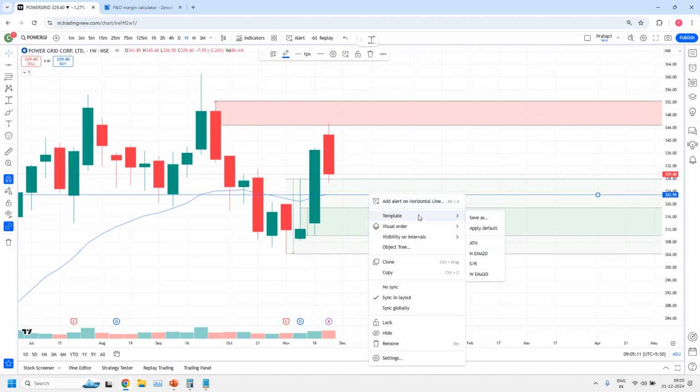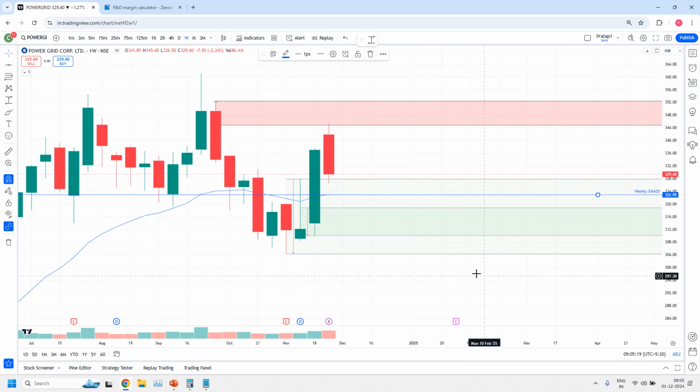Actually, I have a template. Weekly EMA 20. See, a text is formed, weekly EMA. Just for remembering, I added this template previously. Okay, this is the weekly EMA. Now you go to the daily. Now you can't see the weekly EMA, but you can see this blue color line. That way we can identify where the weekly EMA is.